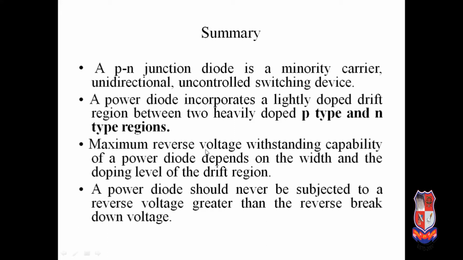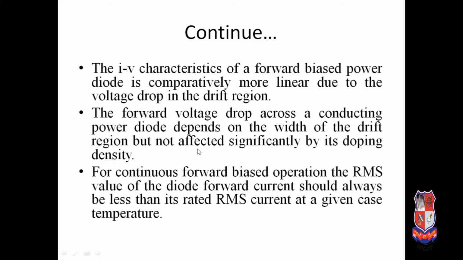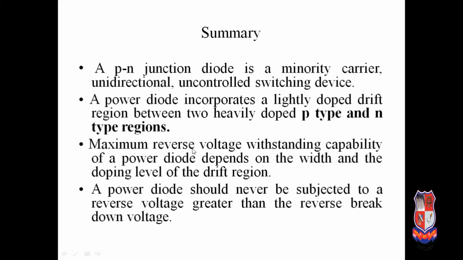Now the third point is the maximum reverse voltage withstanding capability of a power diode depends on the width and the doping level of the drift region. As I told you, the reverse voltage can be affected by the width of the drift region. That's why the drift region is added between the P and N type material. The next point is that a power diode should never be subjected to a reverse voltage greater than the reverse breakdown voltage. This will be a main point, that the diode should not be subjected to a reverse voltage greater than the reverse breakdown voltage. I earlier gave the definition of these voltages.